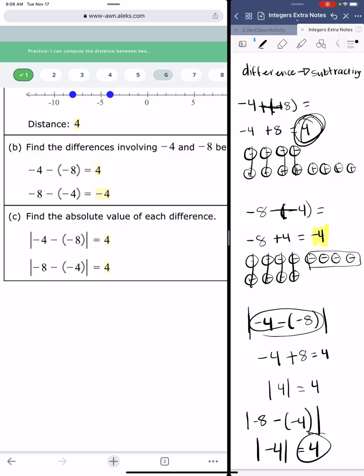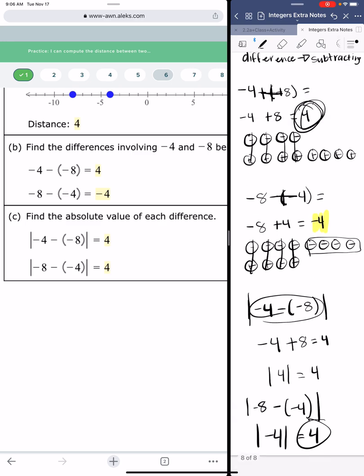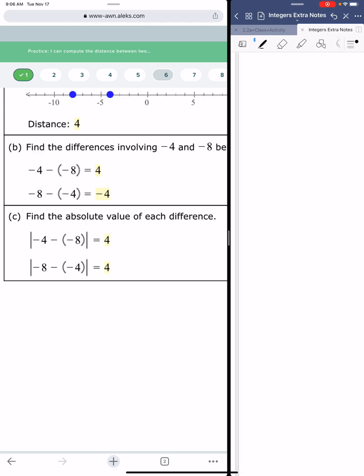So that is kind of what you're doing, right? There's a difference between distance, difference, and absolute value of the difference. So make sure you're paying really close attention to what it wants you to find. And also remember that distance is never negative. Okay, differences can be, so let's maybe write that down, right?